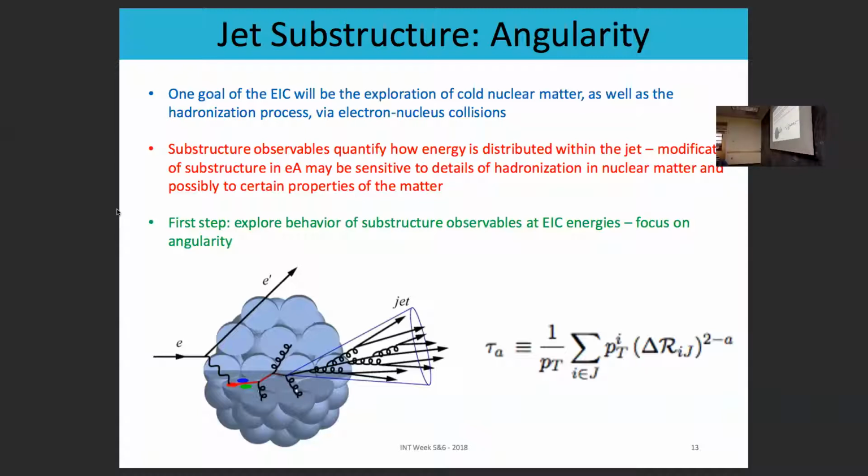It is just the sum over all of the pTs, the transverse momenta of the particles inside the jet, weighted by the distance of that particle from the jet thrust axis to some power 2 minus A, where A is a continuous variable that you can change, and then normalized by the jet pT. A is 1. Is that just the jet shape? Yes, so A of 1 I think is called jet broadening. A of 0 is jet mass.